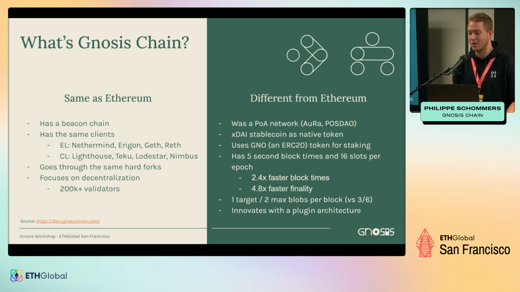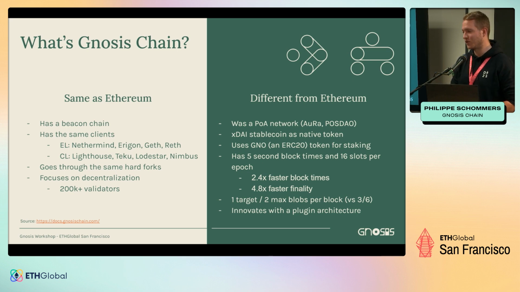We go through the same hard forks as well, and we are arguably the second most decentralized network available, I would say, with almost 300,000 validators today. So that's a bit less than Ethereum, but still the second most decentralized network in our opinion, at least.